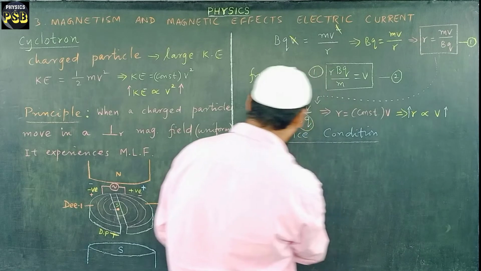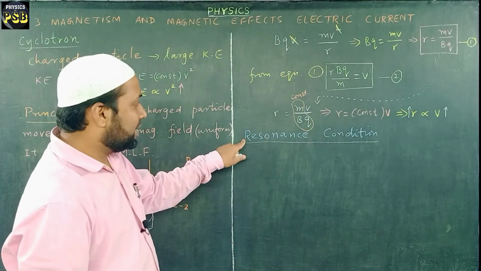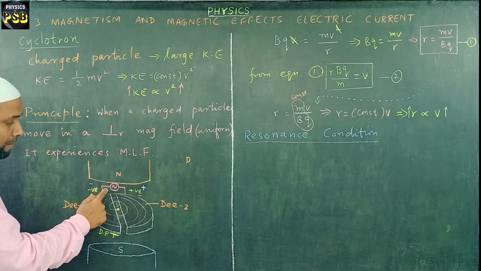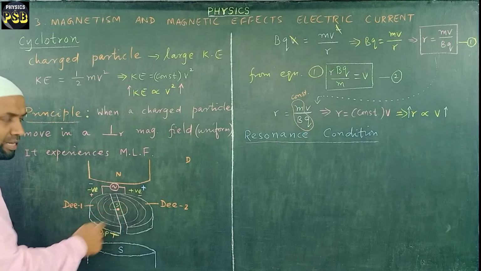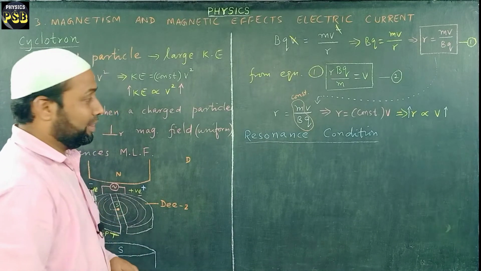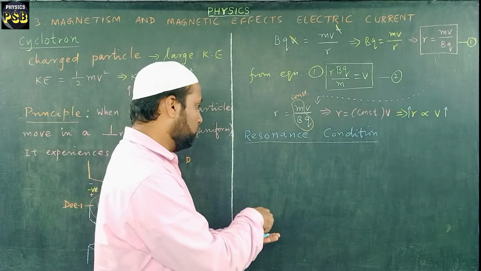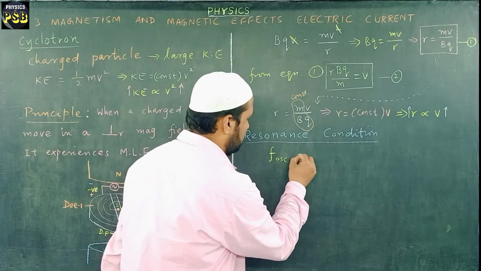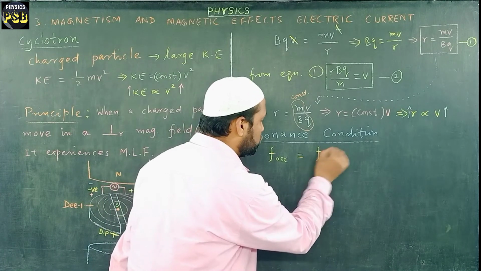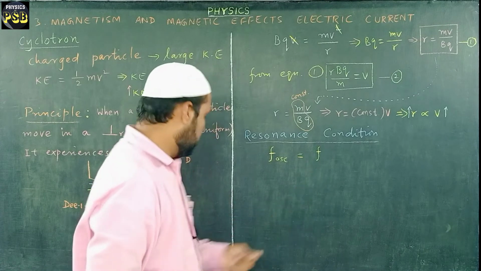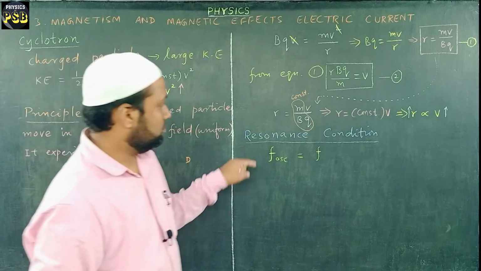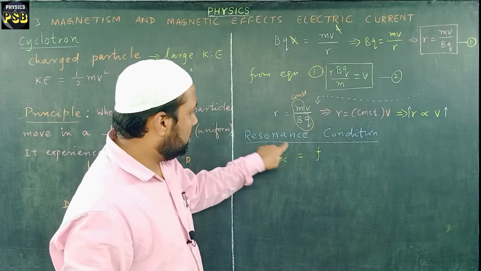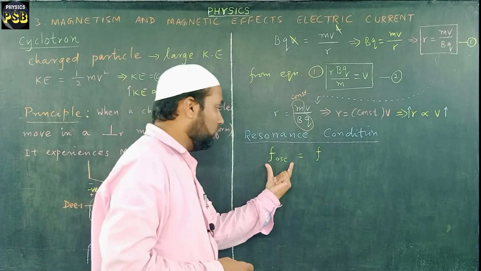There is a condition for resonance to occur. Resonance occurs when the frequency of the oscillator, which is a constant, matches with the frequency of the moving charged particle in a circular path. Let me write this here. The frequency of the oscillator becomes equal to the frequency of the charged particle under motion, then resonance occurs. Now, I will get the expression for the frequency of the oscillator.